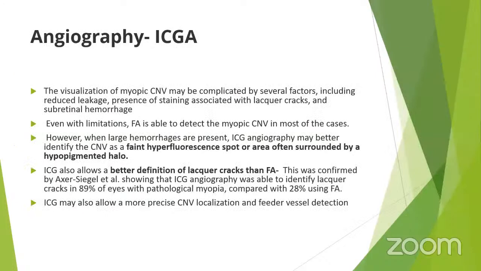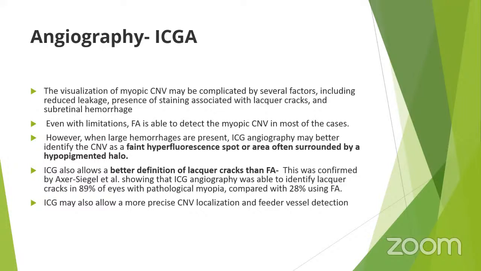On ICGA, visualization of myopic CNVM can be complicated by several factors, including reduced leakage, presence of staining associated with lacquer cracks, and subretinal hemorrhages. Even with these limitations, FA is able to detect myopic CNVM in most cases. However, when large hemorrhages are present, ICG angiography may be better able to identify the CNVM as a faint hyperfluorescent spot or area, often surrounded by a hypopigmented halo.